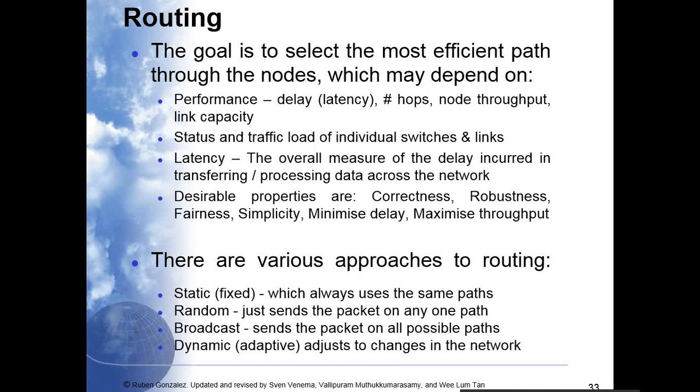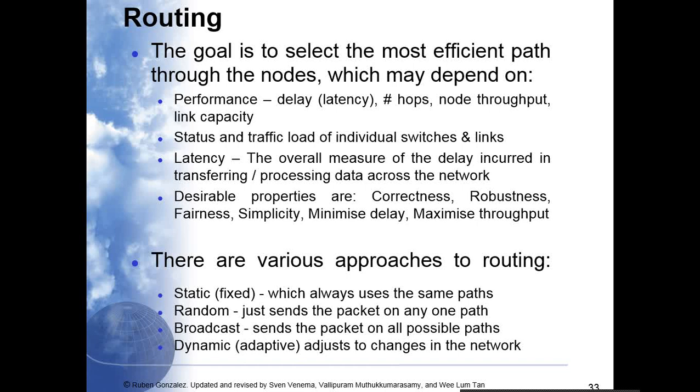Sometimes the different switches and links may be overloaded, so you might route around them. It's like a traffic kind of environment, right? If a road is really busy, you're not going to take that road, you're more likely to go around. Latency, so there may be some delays in some parts and you want to avoid those. And some desirable properties for routing would be correctness, you have to get to the right place. Robustness, it doesn't fall over very easily. Fairness, simplicity, minimize delay, and maximize the throughput.